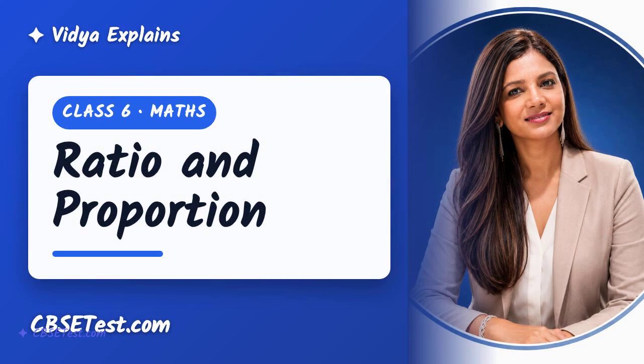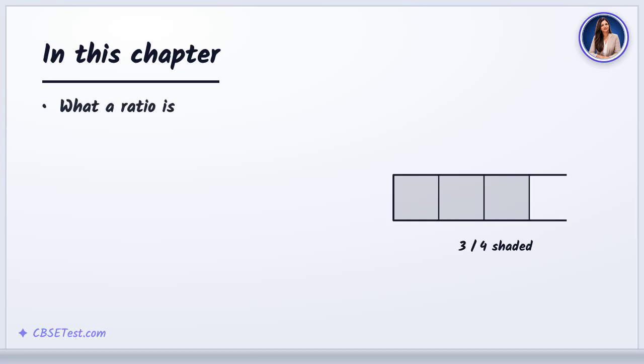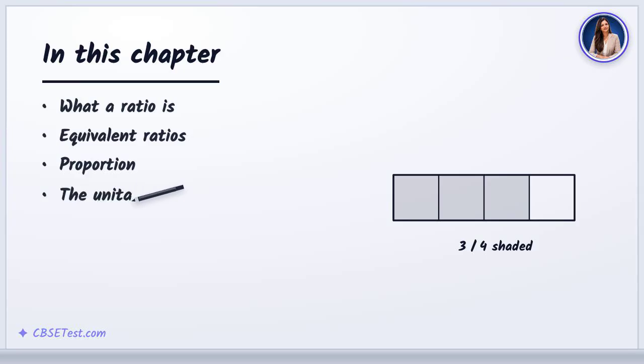Let's learn ratio and proportion together, step by step. A ratio compares two quantities of the same kind. We'll simplify ratios, recognize proportions, and use the unitary method to solve problems.